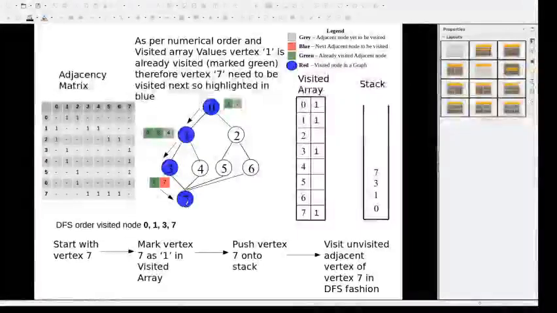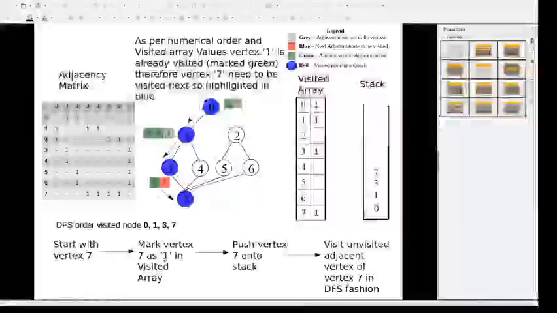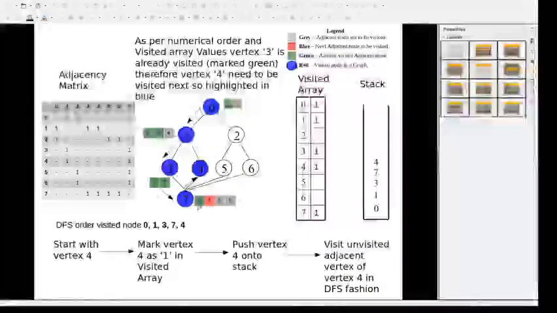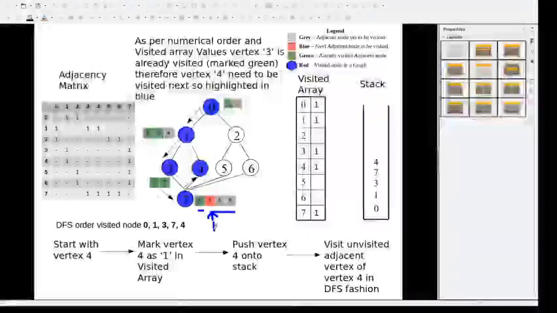So I will mark 7 with red color. I will mark it in the visited array as 1. I will push that vertex onto the stack top. Then I will go for the unvisited adjacent node of the vertex 7. So in this case, adjacent nodes for the vertex 7 are 3, 4, 5, 6, out of which 3 is already visited and 4, 5, 6 are not visited. So as per the numeric order, 4 is the next node that I should visit. Are you getting this one?